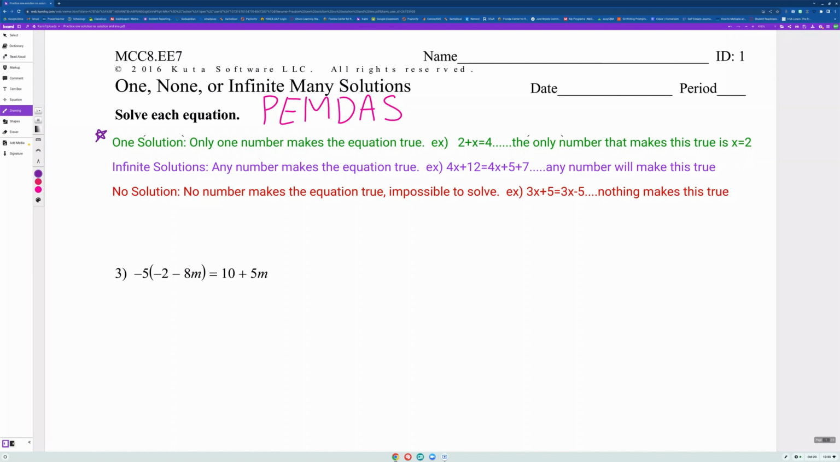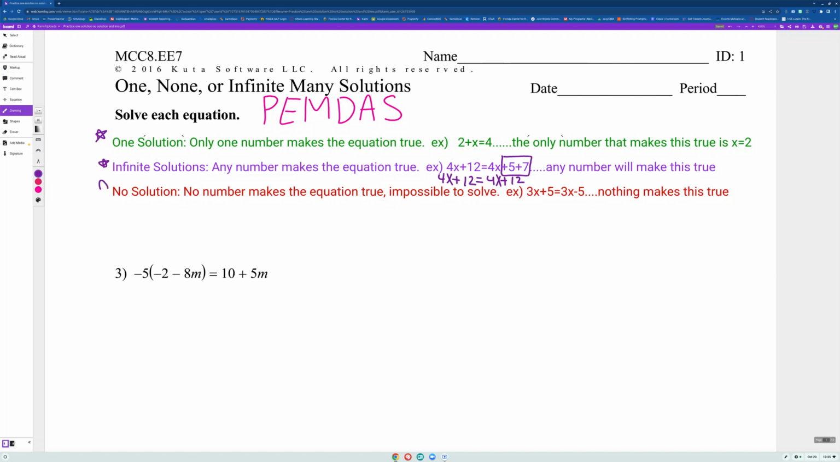When we have an equation with an infinite amount of solutions, that means any number can make the equation true. So for example, we have 4x plus 12 is equal to 4x plus 5 plus 7. When I combine my like terms, in this case 5 plus 7, that equals 12 plus 4x. You're going to see that it's the same on both sides. So that means that my equation is going to have an infinite amount of solutions.